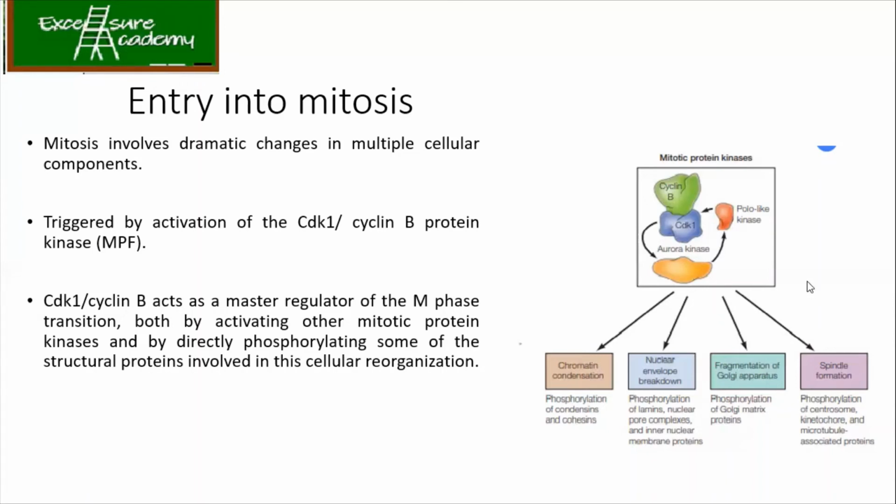Clear? So what are the four functions when MPF gets activated? Chromatin condensation, phosphorylating your condensins and cohesins; nuclear envelope breakdown, phosphorylating lamins; fragmentation of Golgi apparatus, that is phosphorylation of your Golgi matrix proteins; and the spindle formation, okay, so phosphorylation of centrosomes. So what do we see here? In each of the four cases, only phosphorylation is happening. Okay.